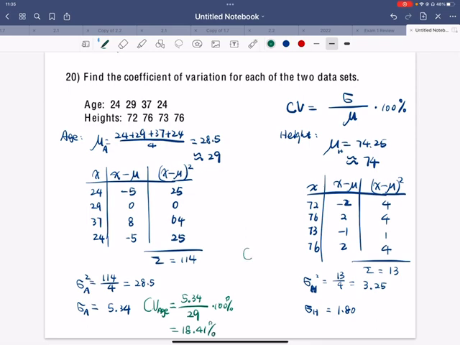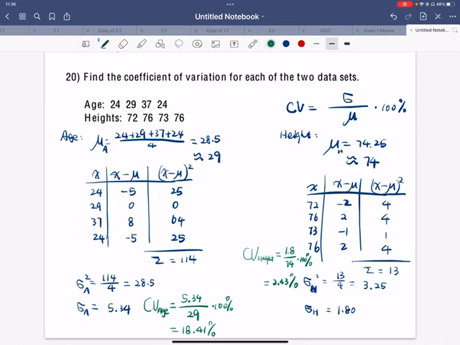Okay, so coefficient of variation for height, I like to use 1.8 divided by the mean, which is 74, multiplied by 100%. That will be a really small number. Divided by 74, I have 2.43%.